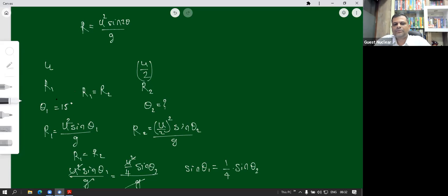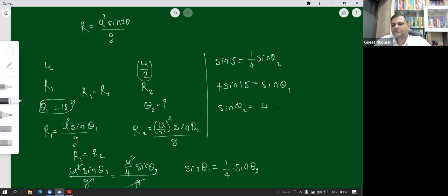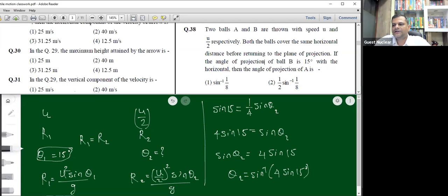And since theta 1 is given to be 15 degree here, we can just put it here and get sin 15 degree is equal to 1/4 of sin theta 2. And if we take this 4 to that side, then we get 4 sin 15 is equal to sin theta 2, and hence sin theta 2 comes out to be equal to 4 times sin 15 degree. And then we can find this theta 2 as sin inverse of 4 sin 15 degree. But here just check sin 15 degree, which we know, is it given?